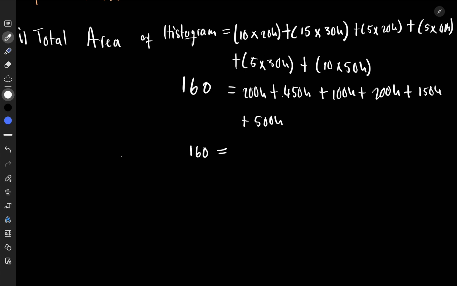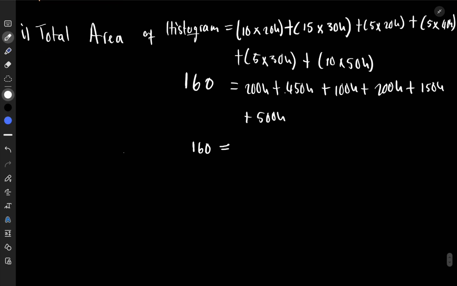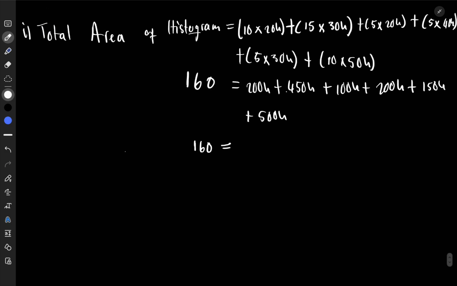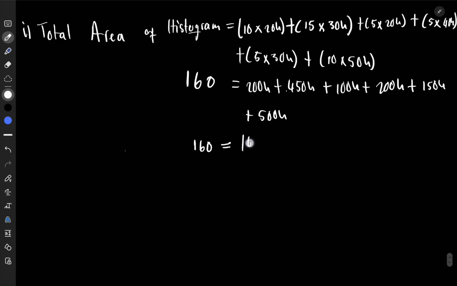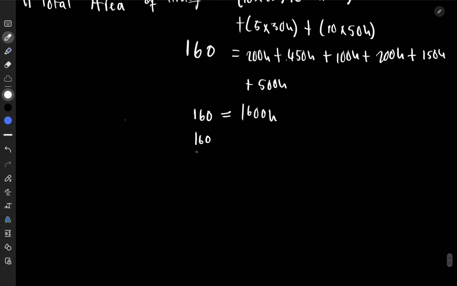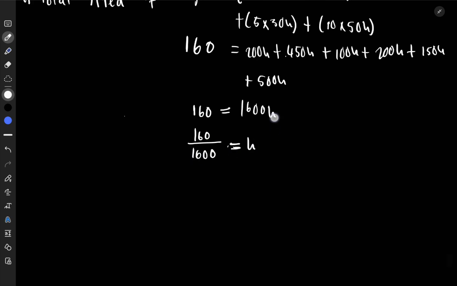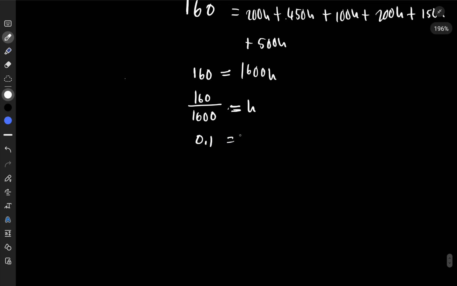So we get 160 is going to be equal to, let's add them, 200H. Let me do that with the calculator. Now I need the calculator's help. 200 plus 450 plus 100 plus 200 plus 150 plus 500. I'll get 1,600. So it'll be 1,600 of H. Now, what do I do? I take 1,600 to the other side. 160 over 1,600. It's now dividing because it was multiplying. This is now equal to H. I'll get 0.1 equal to H.